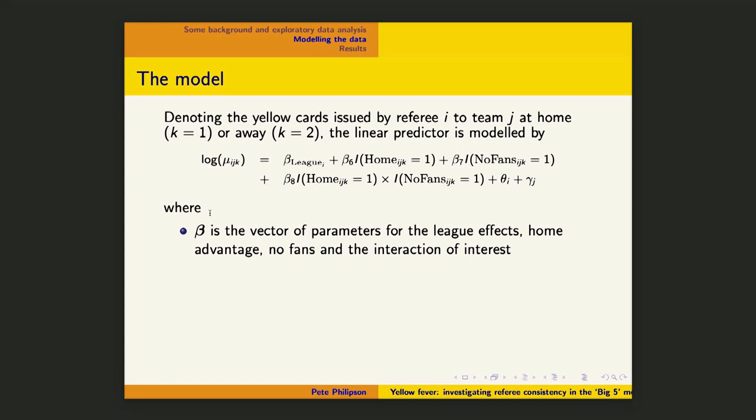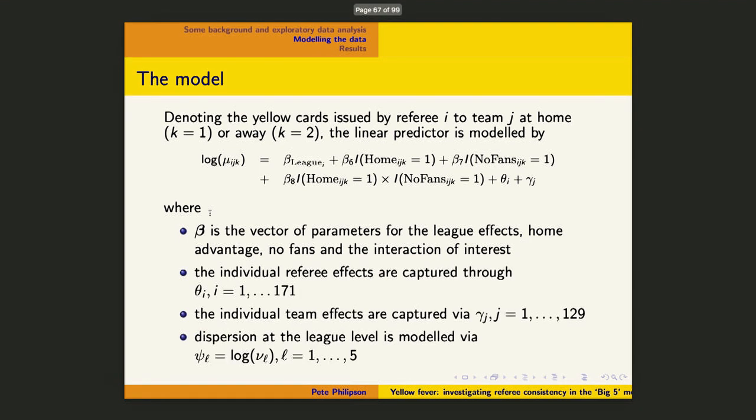What you don't want is a model that's got different inferences to what people are used to. You want people to take it up. So we've got some league effects, home advantage effect, an effect of the pandemic, the interaction of those two things, plus here some random effects for the referees and the teams as well.